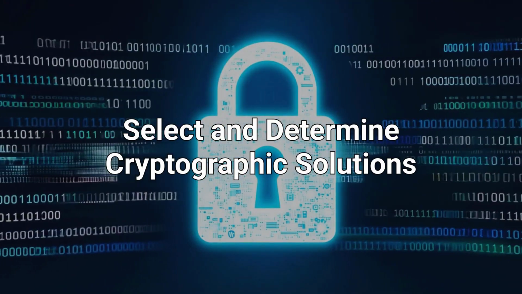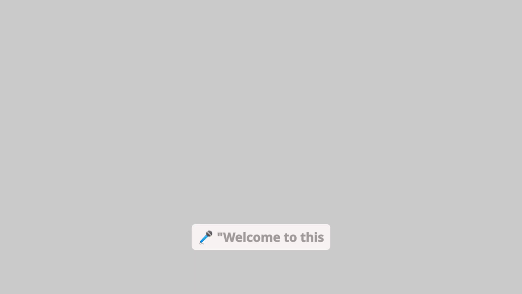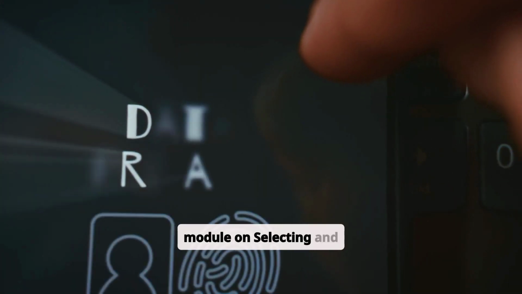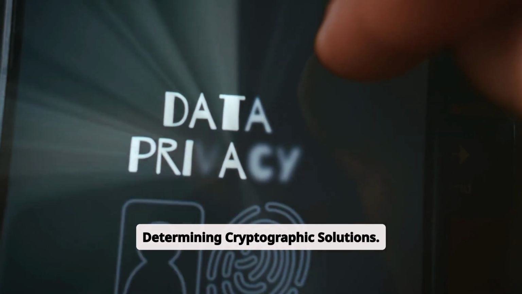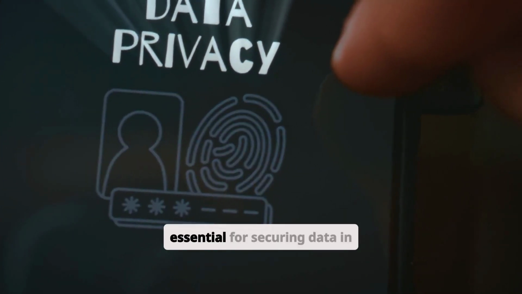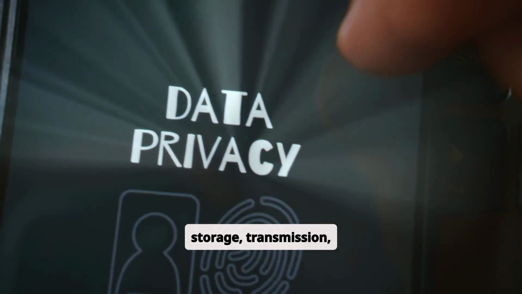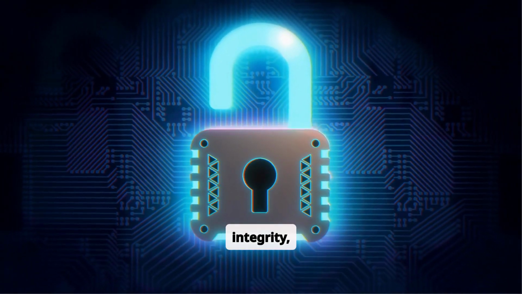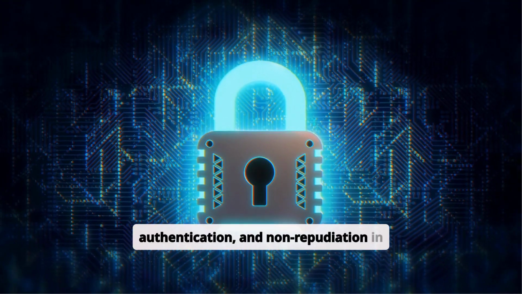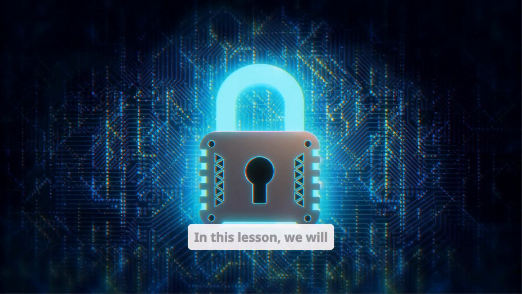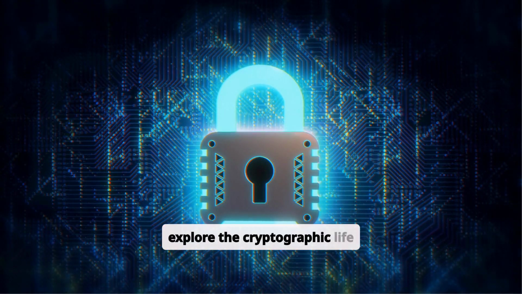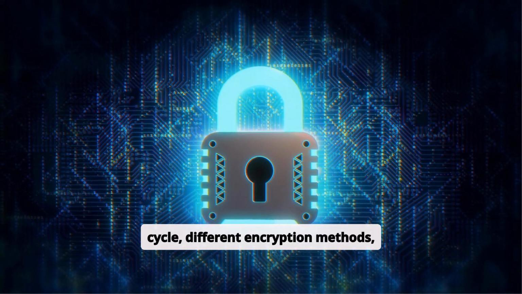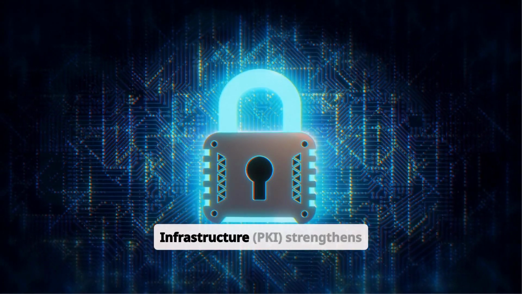Select and determine cryptographic solutions. Welcome to this module on selecting and determining cryptographic solutions. Cryptography is essential for securing data in storage, transmission, and processing. It ensures confidentiality, integrity, authentication, and non-repudiation in information security. In this lesson, we will explore the cryptographic life cycle, different encryption methods, and how public key infrastructure (PKI) strengthens security. Let's get started.